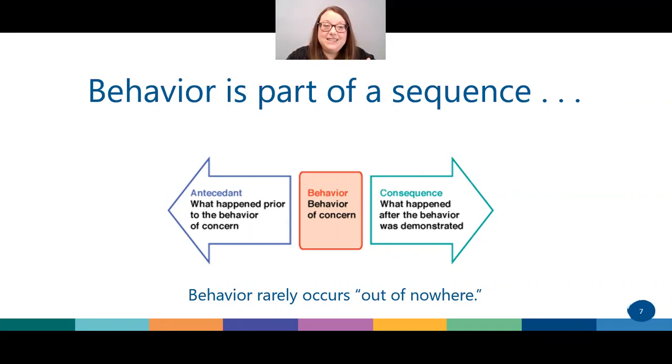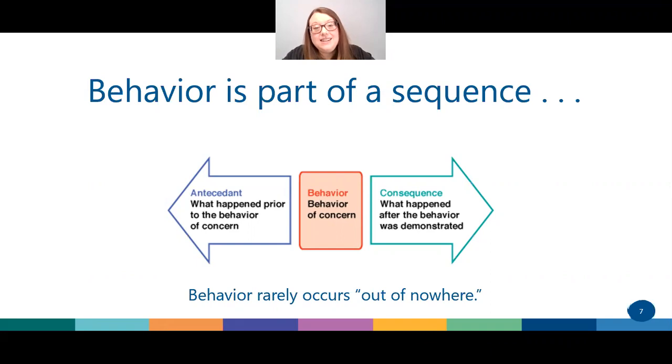There is an antecedent, and another word for antecedent is trigger. That is the situation that happened prior to the behavior of concern. Sometimes that antecedent, or trigger, is known to us as staff, and other times it happens out of our view, or it happened weeks or months or even years earlier. So we may or may not always have knowledge of what the trigger or antecedent was. But usually there is something that triggers that behavior.